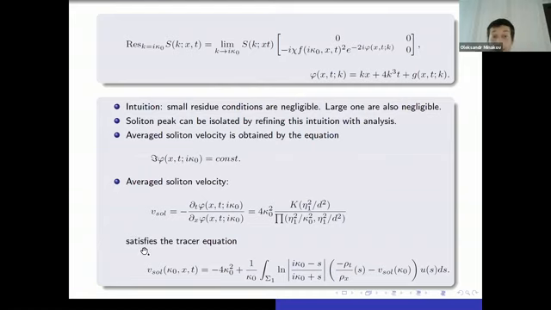Okay. And as a result, we get this kinetic equation for the speed of the soliton. So this is basically the results which we obtained, and then I just want to briefly mention possible generalizations of this.